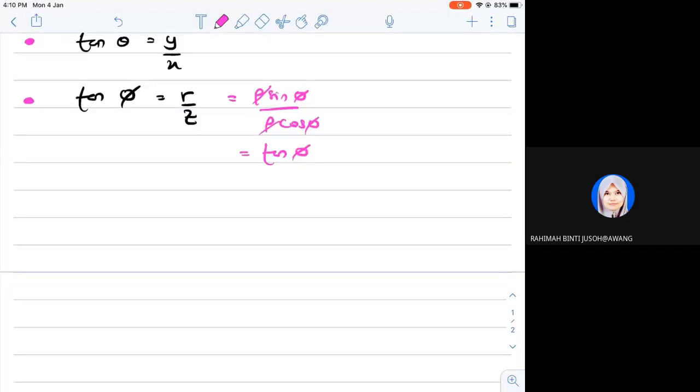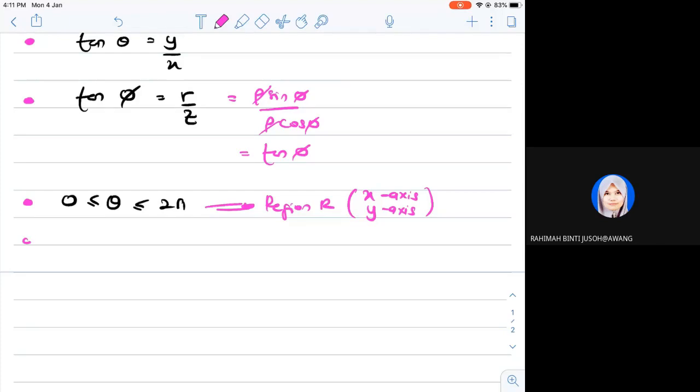Okay. I will explain to you about the angle. Okay, why we have two angles in spherical coordinates. First, we will have theta. Okay, theta as usual, the minimum is 0 until 2 pi. So we will refer to region R in order to find the limit of angle. Okay, which region R means X axis and Y axis. Okay, and then the last one, we will have the formula of phi. Okay, phi is starting from 0 until pi only. Okay, and then for phi, we will refer to Z axis.